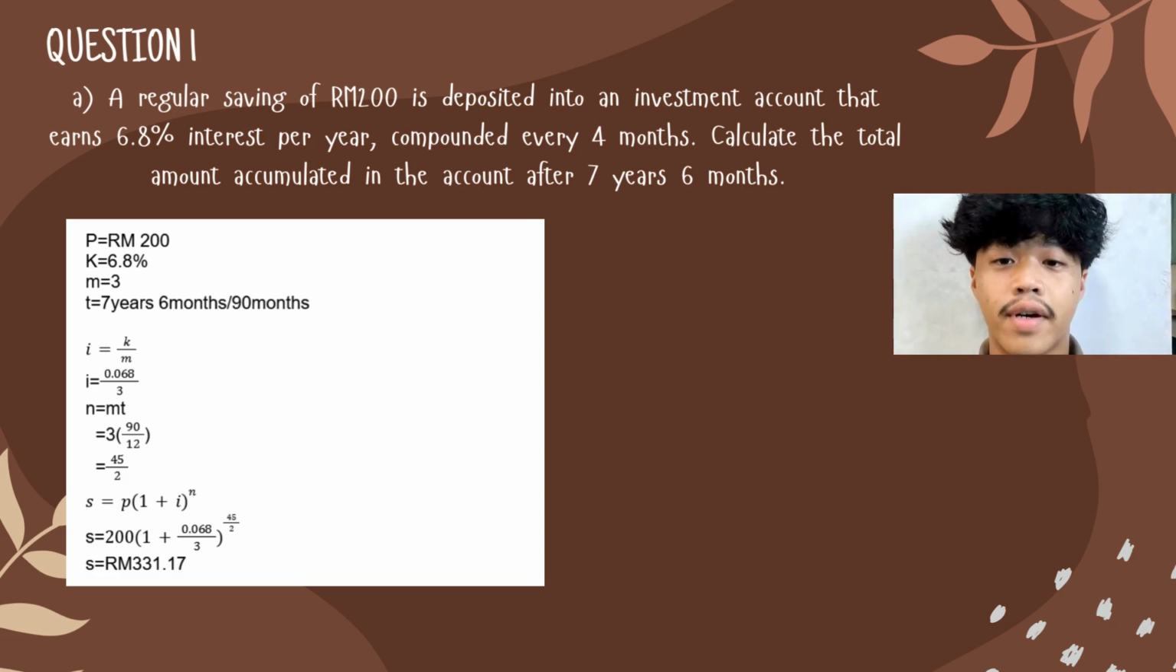Moving to part B, question 1E. A regular saving of RM200 is deposited into an investment account that earns 6.8% interest per year, compounded every 4 months.